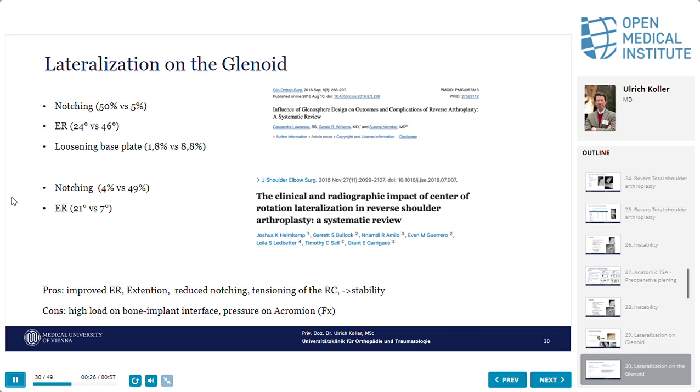The pros of lateralization are improved external rotation and extension, reduced notching, and better tensioning of the rotator cuff. So better tensioning of the remaining rotator cuff, subscap and infraspinatus, gives us more stability. The cons are a high load on the bone-implant interface and more pressure on the acromion, so the risk of acromial fracture.